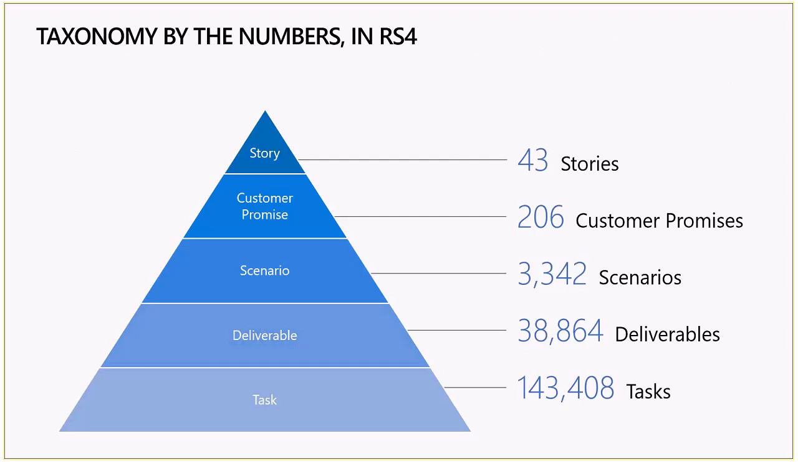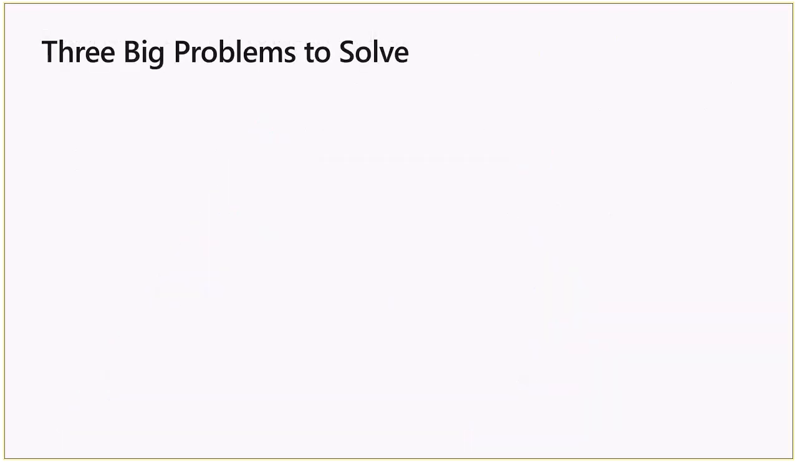And to put this in perspective with the numbers, this slide shows that at the very top we have over 40 different stories that we want to tell to the marketplace, to customers, on what this release is going to have. You see 3,000 scenarios, more than 38,000 deliverables, and 143,000 tasks. So there's a lot there as well. As you can imagine, this creates a big problem when you have so many people and that much data trying to make sense of it.